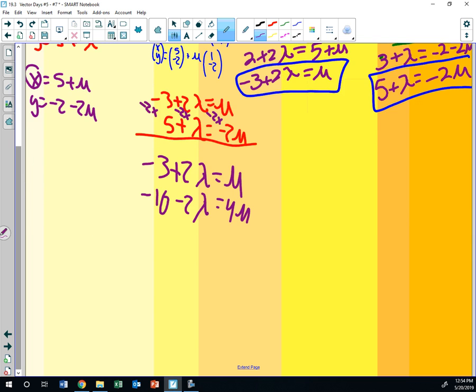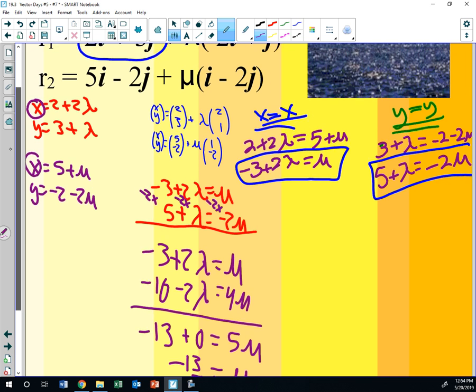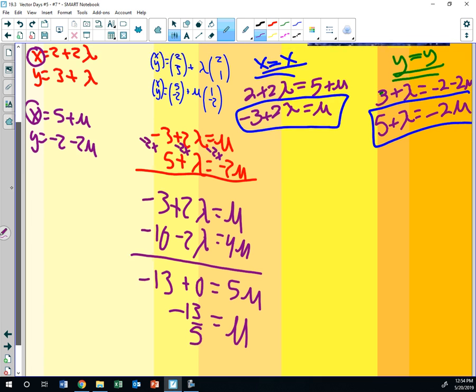All right, so if we add these up, -3 and -10 is -13, plus 0, equals 5 mu. So it looks like mu is -13/5. It's okay. We love fractions, right? Oh, we don't. That's right. I keep forgetting. I knew it was one of the two.